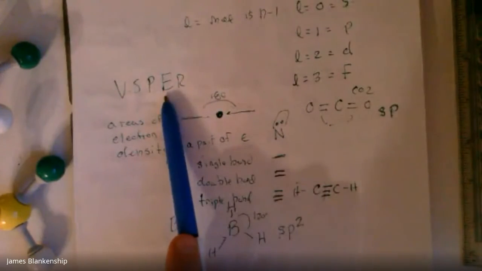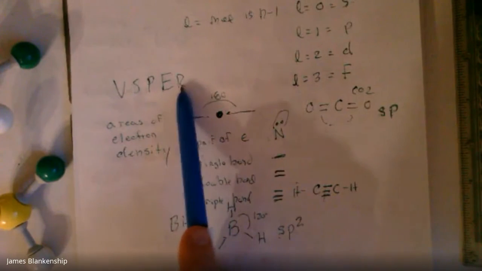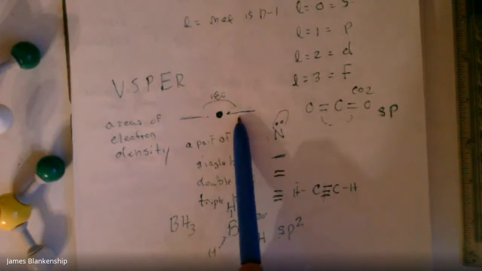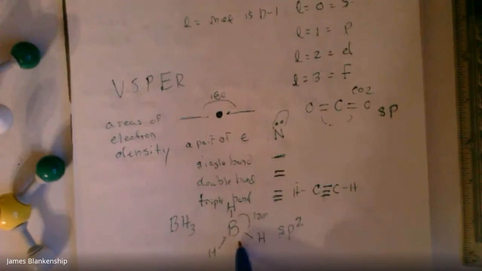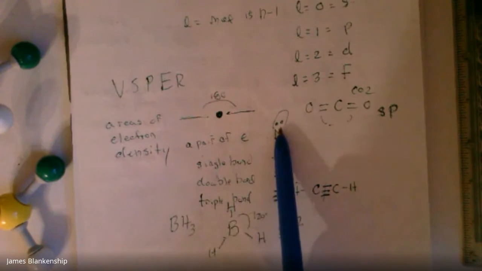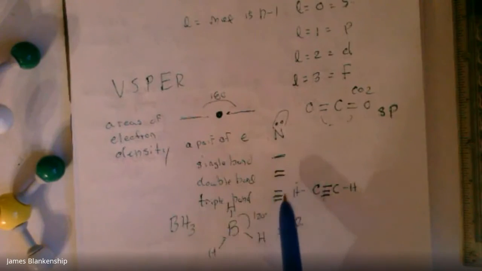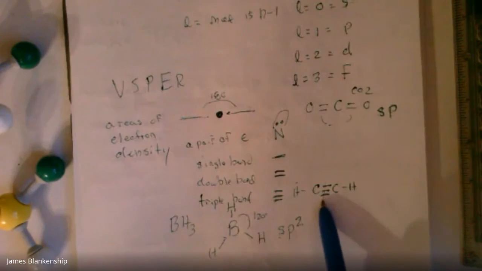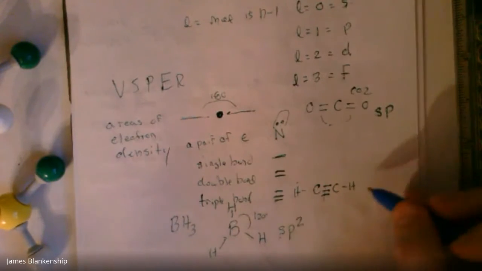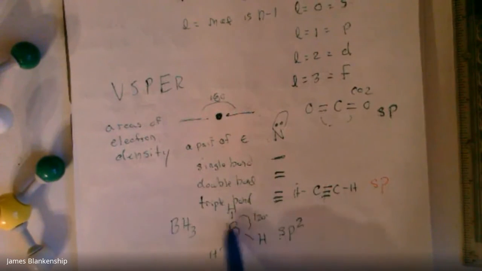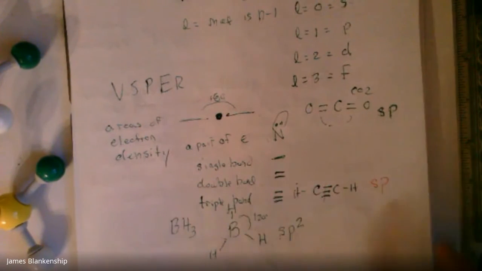We talked about VSEPR theory, areas of electron density. This is valence shell electron pair repulsion. They want to be at maximum distance apart. When it's 180, you can draw it on paper. When there are only 3, it's 120, and you can draw it on paper. An area of electron density is a pair of electrons, or a single bond, or a double bond, or a triple bond. We did CO2, which has 2. We did acetylene, which would also have 2, so this would also be SP. We looked at BH3, which is 3, so now that's 120.